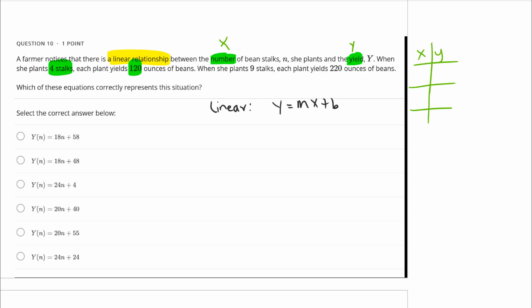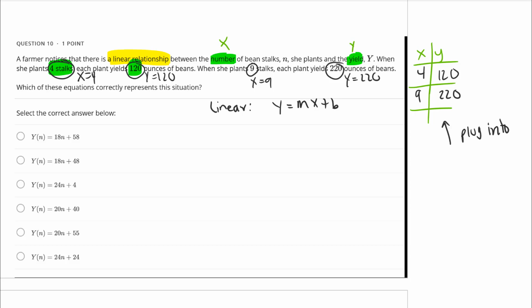So you know that the first number that they give you is 4 stalks. So that's an X value. So here you have a 4. When you plant 4 of those plants, you get 120 ounces of beans. So when we're given that 9, we can say X is equal to 9. And so our Y is equal to 220. So now that I have these 2 points, I'm like, oh, perfect. I can actually go ahead and plug into the calculator and do the linear regression.